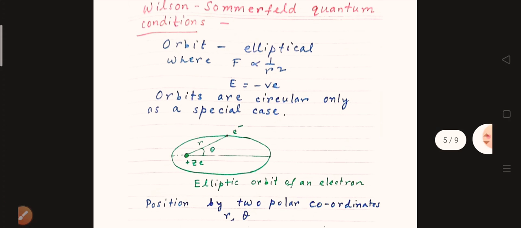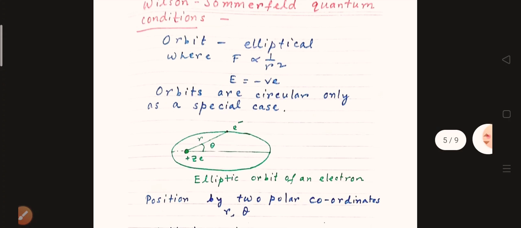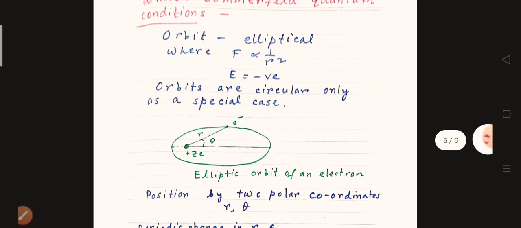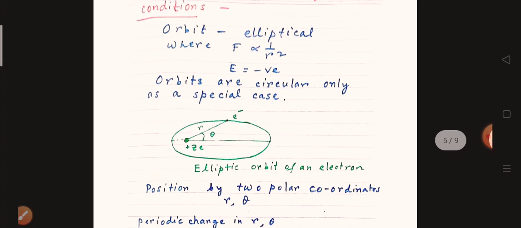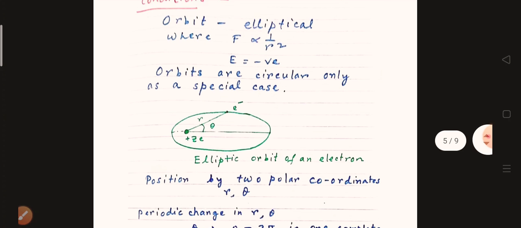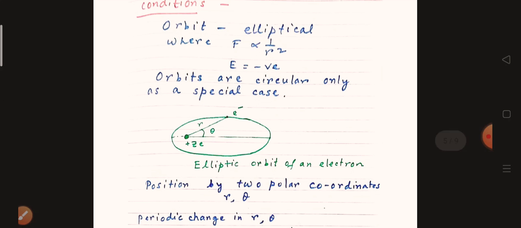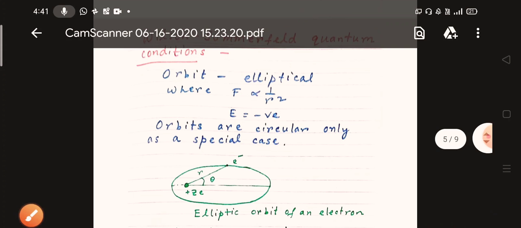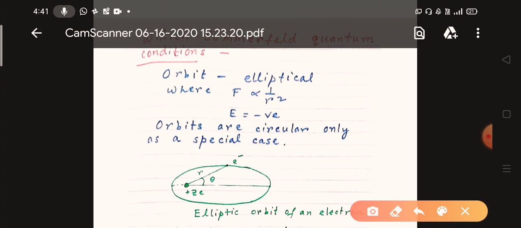Since the electrons in the atoms are acted upon by the Coulombic attractive force of the nucleus, which is also of inverse square type, in general they will describe elliptical orbits as long as they are bound in the atom, that is, their energy is negative. So he considered two things. One, that F is proportional to 1 by r square, and two, that the electron's energy is negative. So orbits are circular only as a special case, rather they are elliptical.